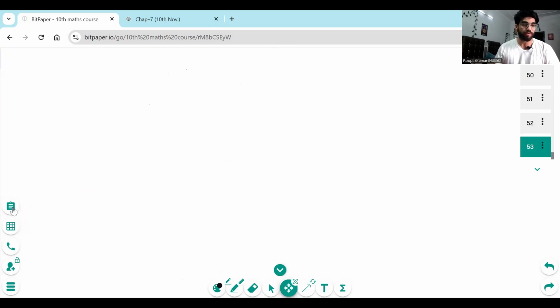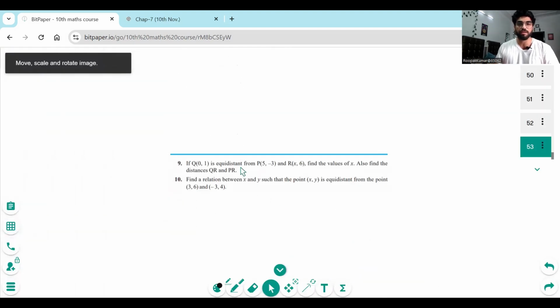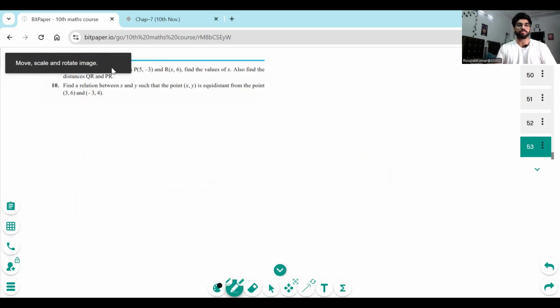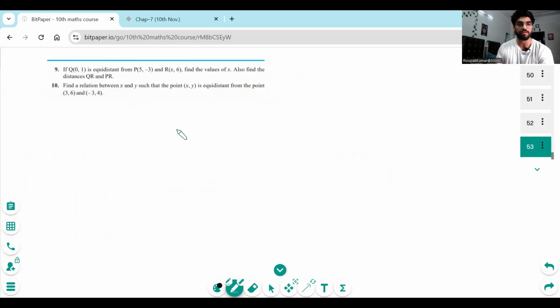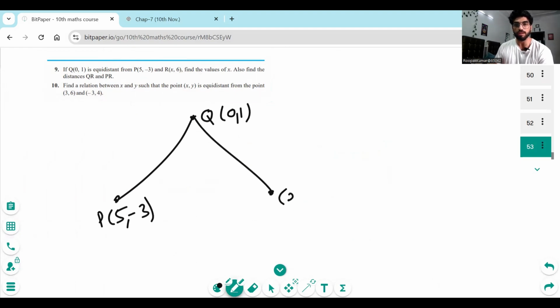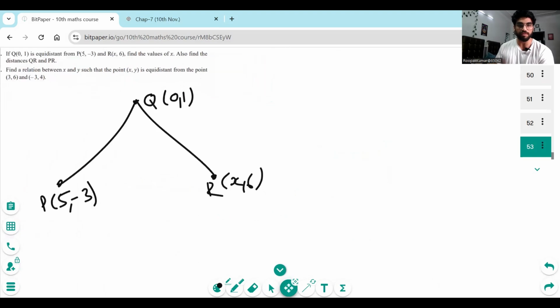Okay, let's move on to the last two questions of the exercise. We have that this point is equidistant from these two points. Again, same type: (0, 1) is equidistant from P, that is (5, minus 3), and we have (x, 6) also. Let's find the values of x first.